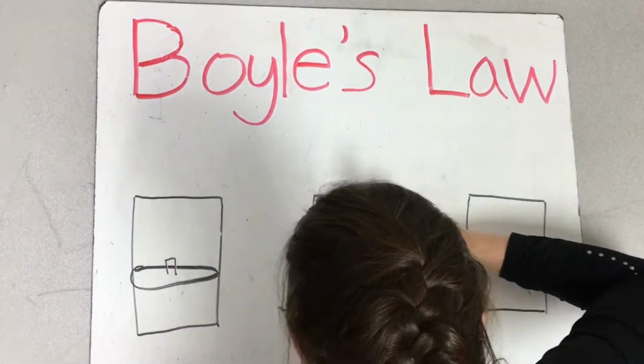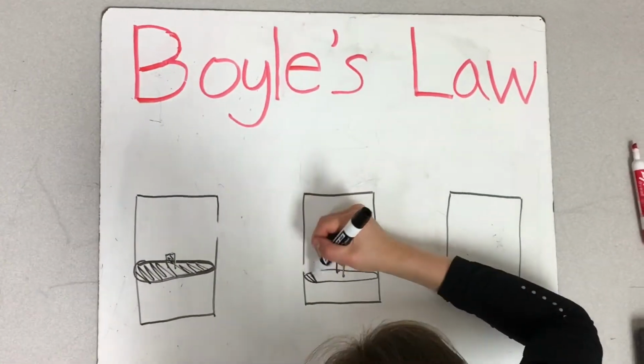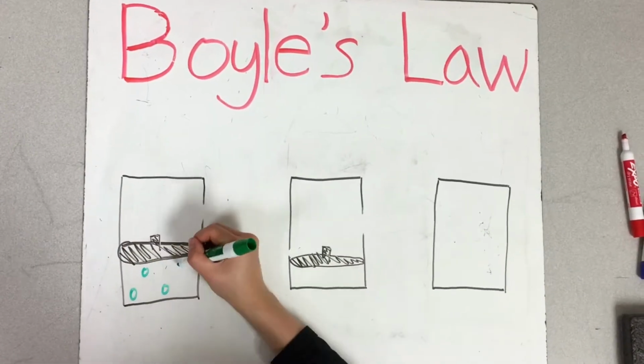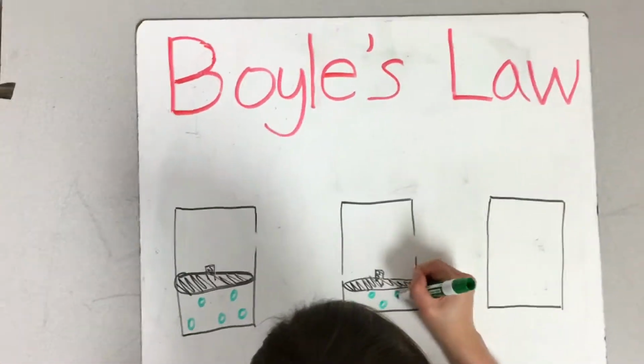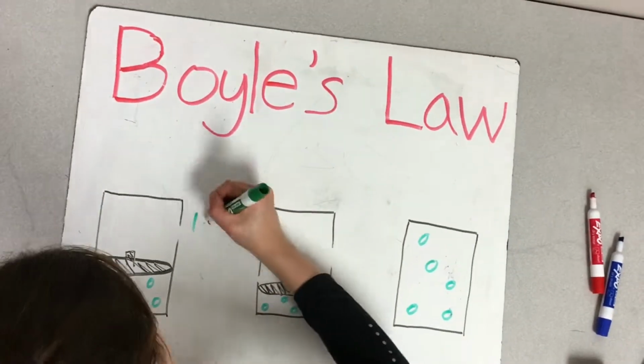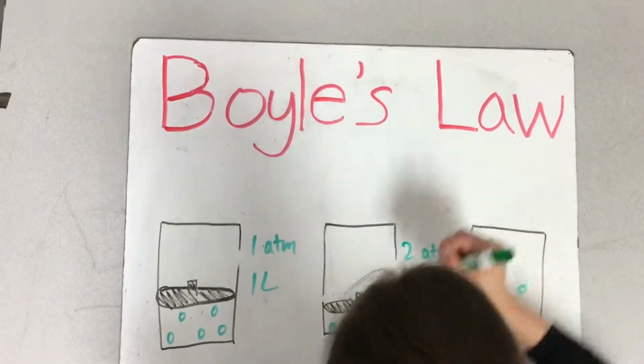For this relationship to work, temperature and number of moles must remain constant. This relationship is valid because pressure is caused by collisions, and when the same number of molecules are placed in a smaller volume, more collisions will occur. And when the same number of molecules are placed in a larger volume, less collisions will occur.